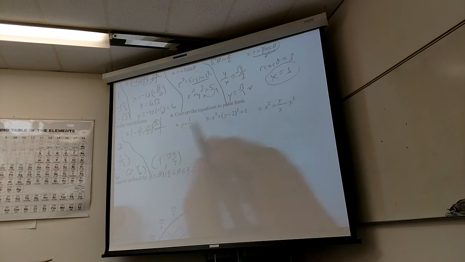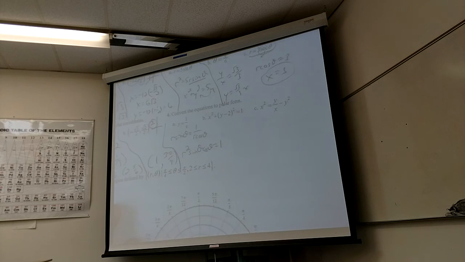All right, let me catch up here. Right there. Really nothing gained by multiplying that x up yet. So y, of course, is our sine. 1 over our cosine. So when you multiply up, you get r squared sine theta cosine theta equals 1.